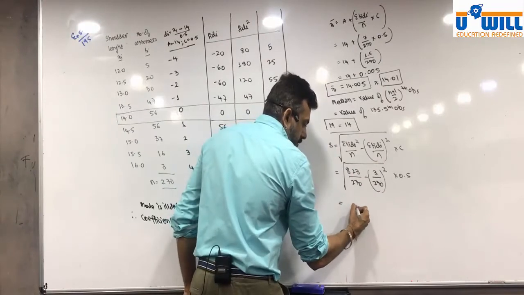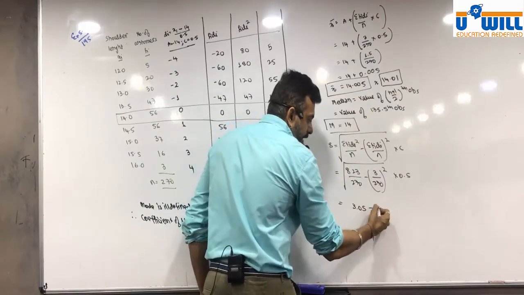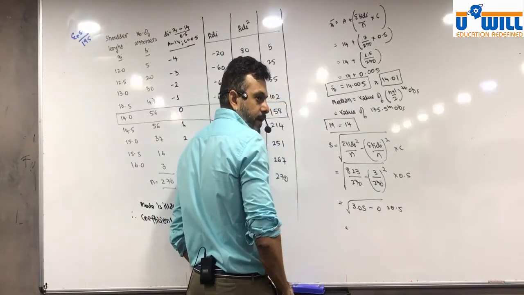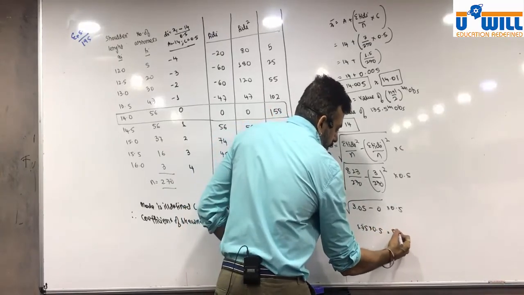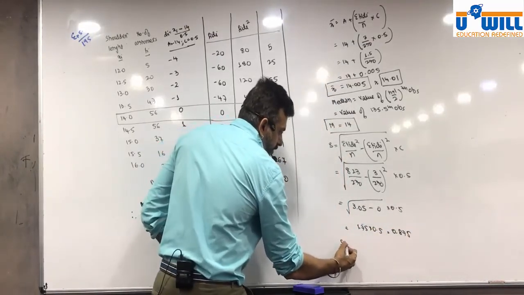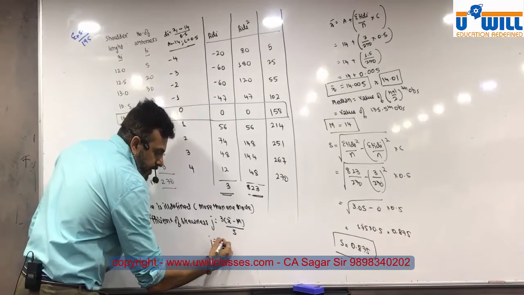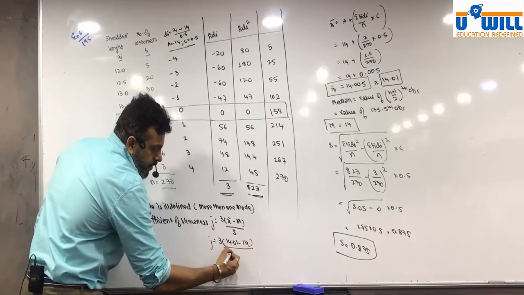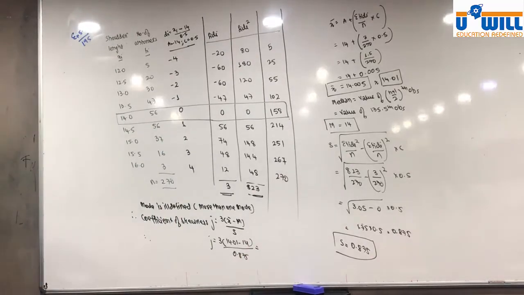What is this? 3.05 minus 0.00 will come, so we take it as 0. Under root into 0.5, under root of 3.05, 1.75 into 0.5, which is equal to 0.875. We keep it as it is. Standard deviation is 0.875. Therefore, skewness J is equal to 3 times x bar, 14.01 minus 14, upon standard deviation 0.875, which is equal to 0.0342. So 0.03.